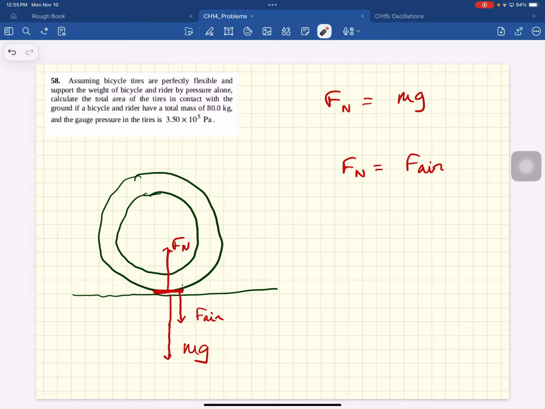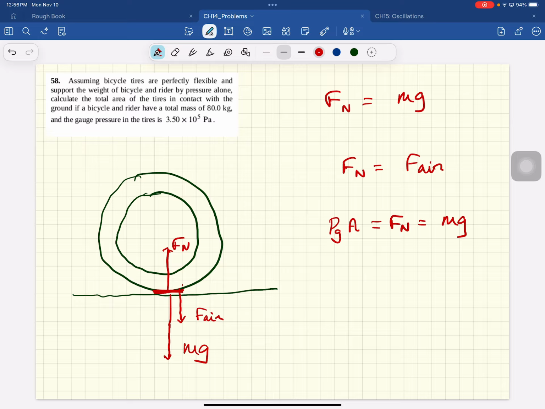The air underneath the tire is pushing it up. So what you want is the net force is just the gauge pressure. So the gauge pressure times the area of contact is equal to Fn, equal to the weight. So this is the area of the tire in contact. Okay, so the area is the weight of the passenger and the bike divided by the gauge pressure in the tires.